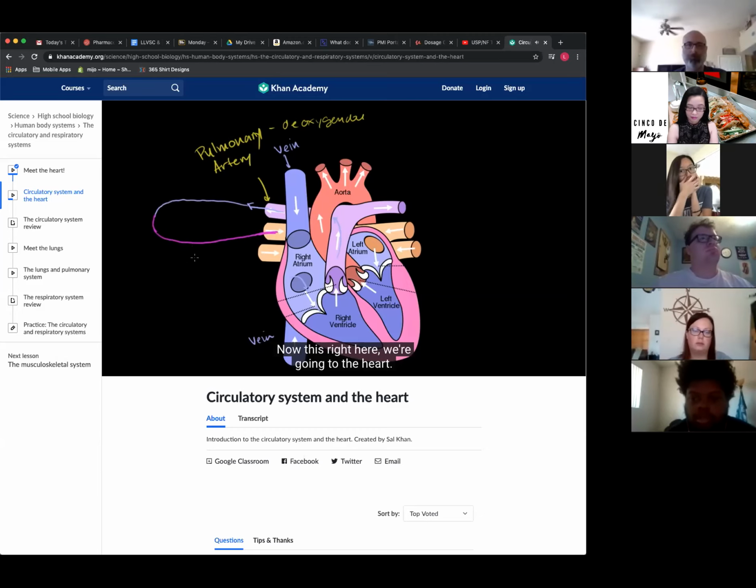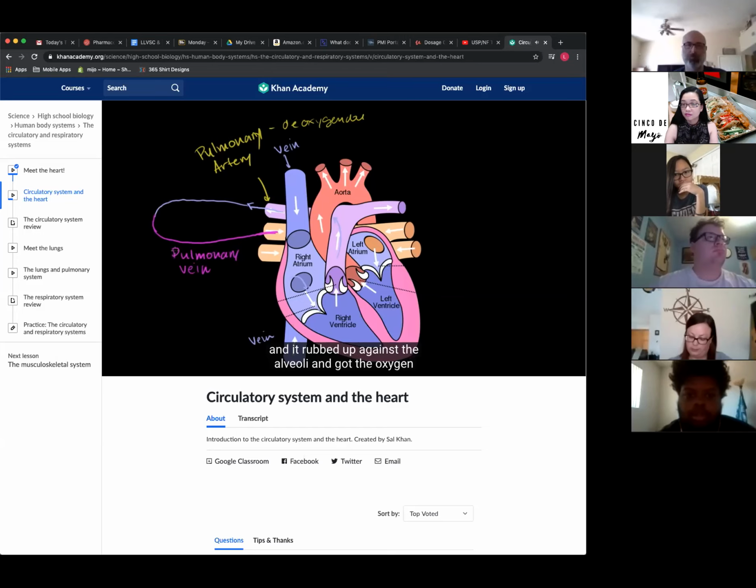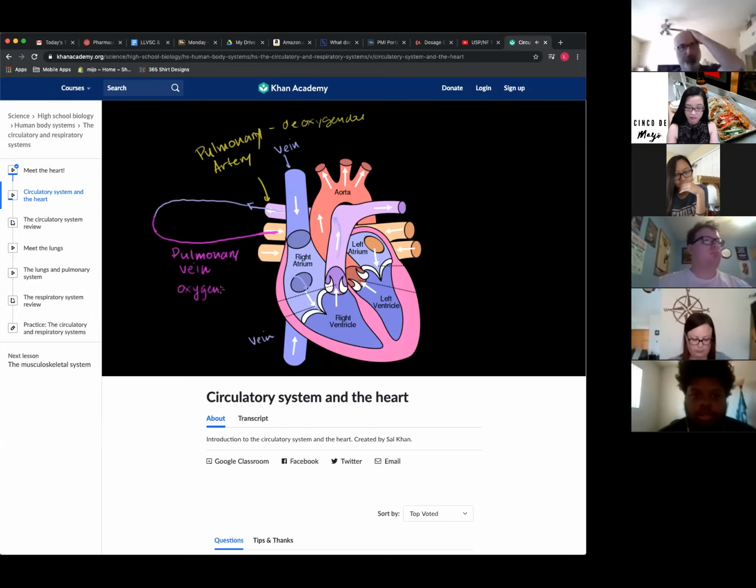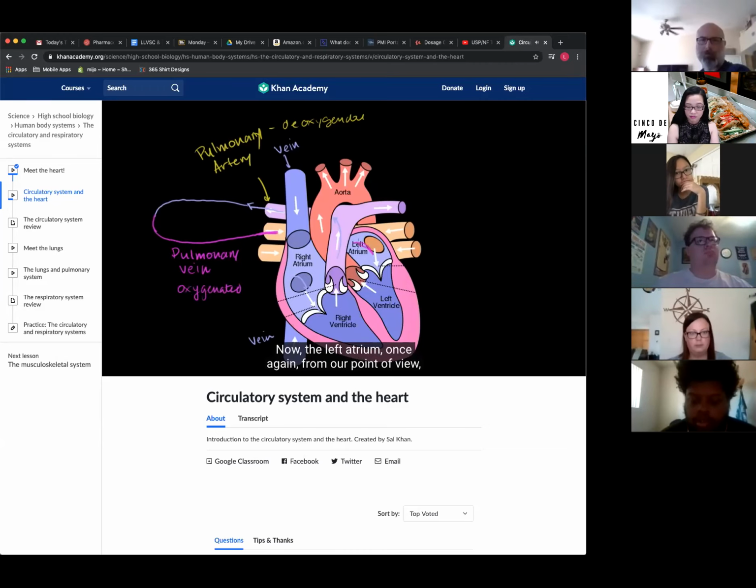This right here, we're going to the heart, so that's a vein. We're dealing with the loop with the lungs, so it's a pulmonary vein. And it rubbed up against the alveoli and got the oxygen diffused into it, so it is oxygenated. And then it flows into your left atrium. Now the left atrium, once again, from our point of view, is on the right-hand side, but from the dude looking at us, it's his left-hand side. So it goes into the left atrium.